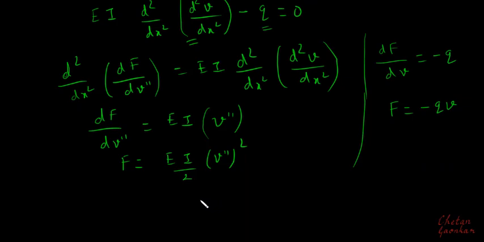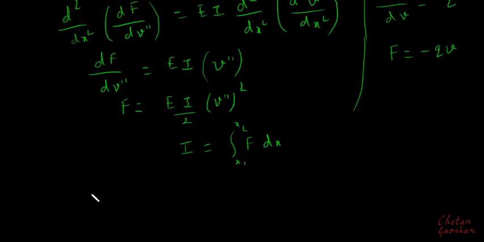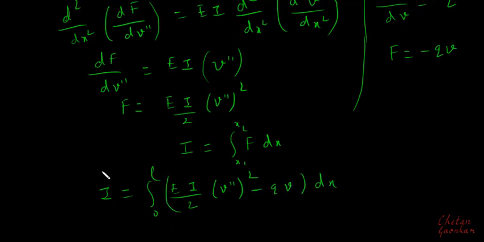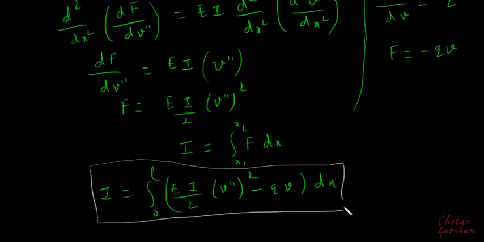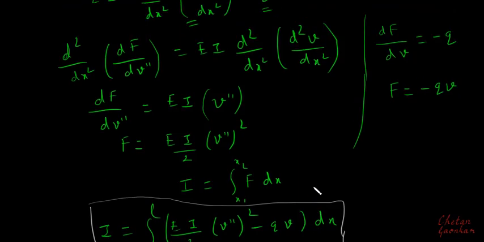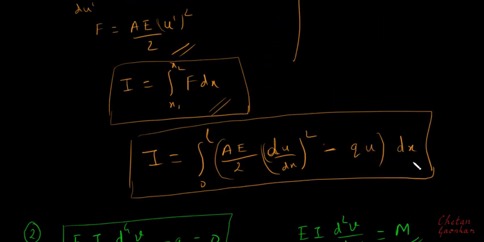So further, we have already seen that the equivalent form by the Euler-Lagrange equation is of this kind, right? Now here again, for our problem, the domain is from 0 to L, and what is F? We get F as the integral of EI by 2 v double dash square minus qv dx. So this is the equivalent integral form of the beam, and this is the equivalent integral form of the bar.